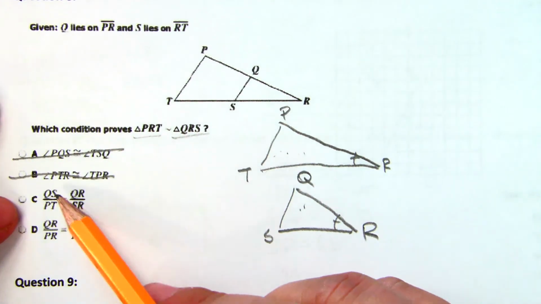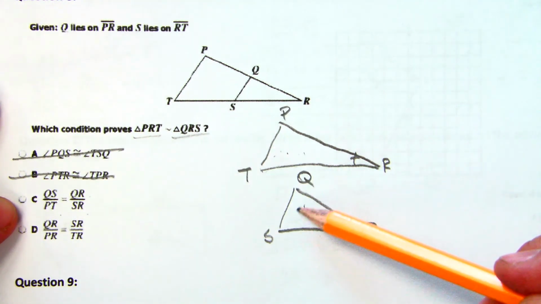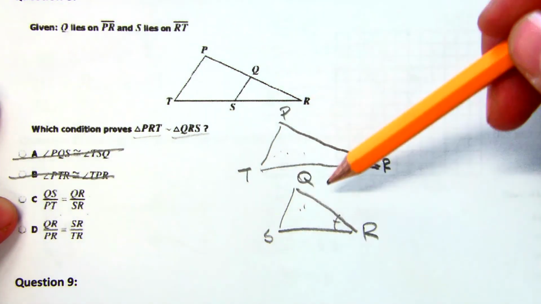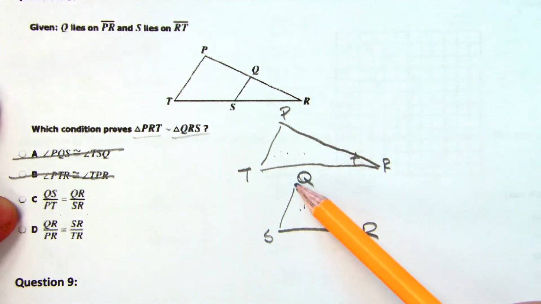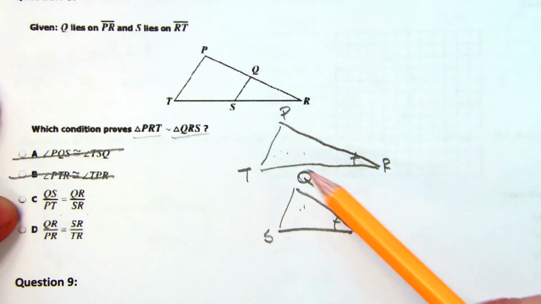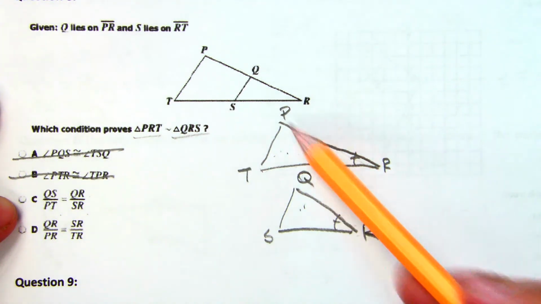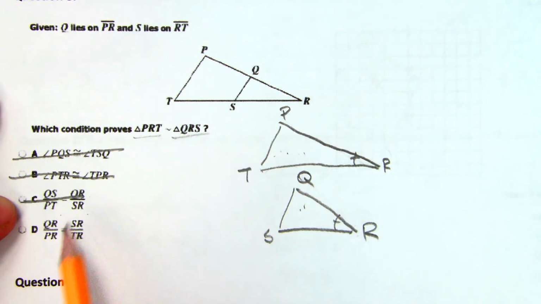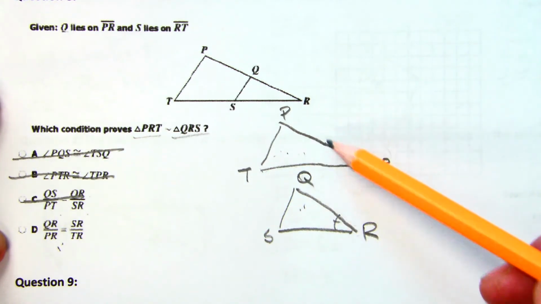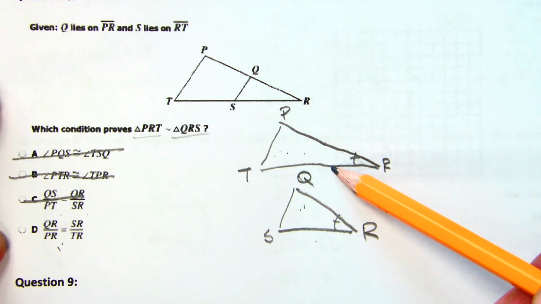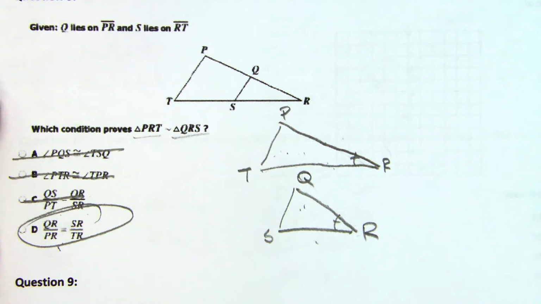Move on. QS over PT equals QR over SR. No, wait a second, that doesn't make sense. Because QS over PT, good, then we've got QR over SR. We should have QR over PR. That would help us, wouldn't it? Okay, so it's not this one. So it should be D. Let's just check. QR over PR equals SR over TR. That works, right? This side over this side over this side. So D is our answer.